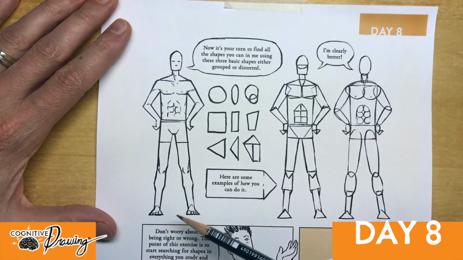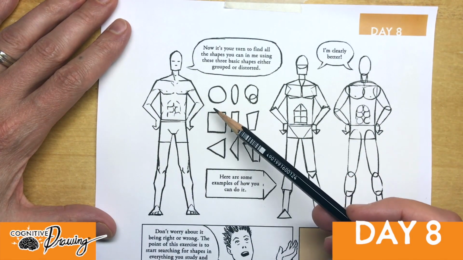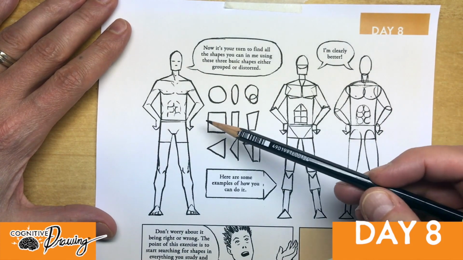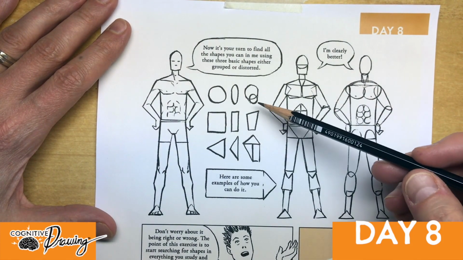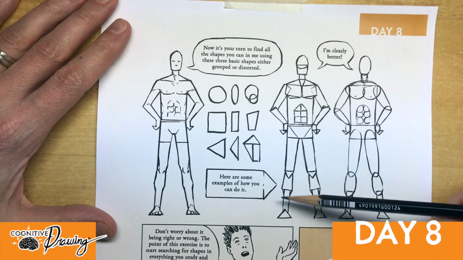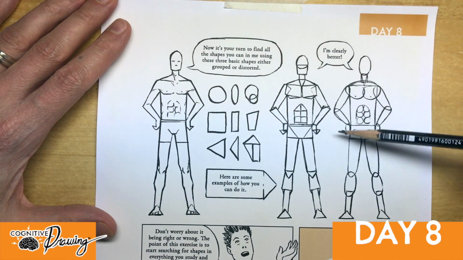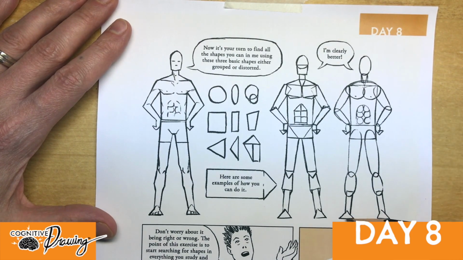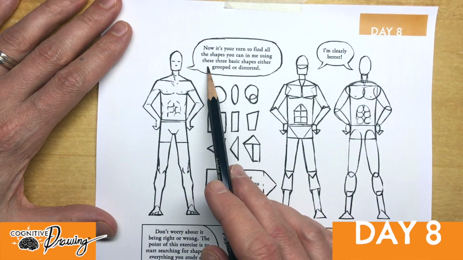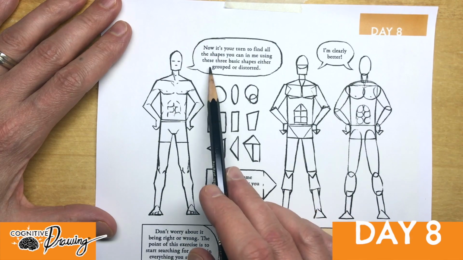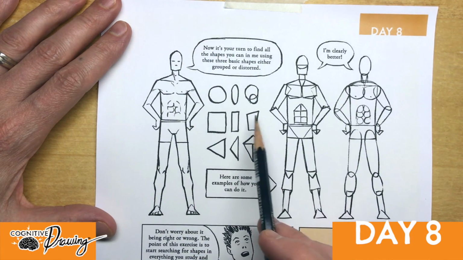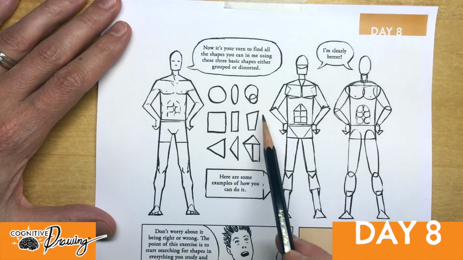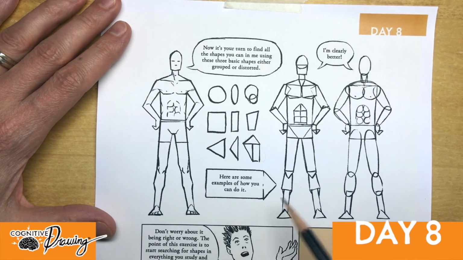This guy is kind of a combination of soft shapes and hard shapes. Angles and curves. This guy is pretty much all angles. This guy is pretty much all curves, except for maybe right here, the boxes and the feet. Now it's your turn to find all the shapes you can in me using these three basic shapes, either grouped or distorted. Here are some examples of how you can do it.